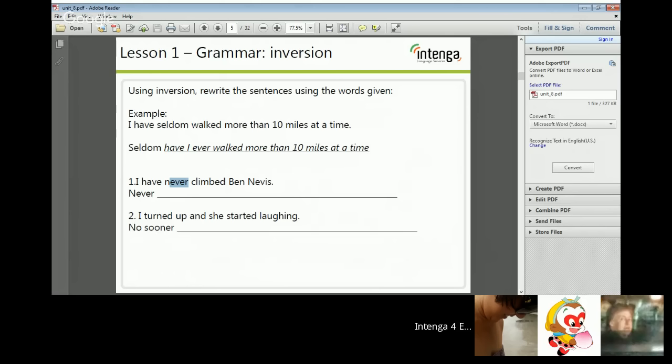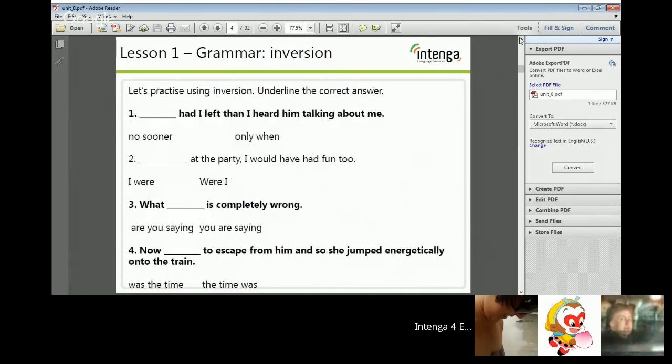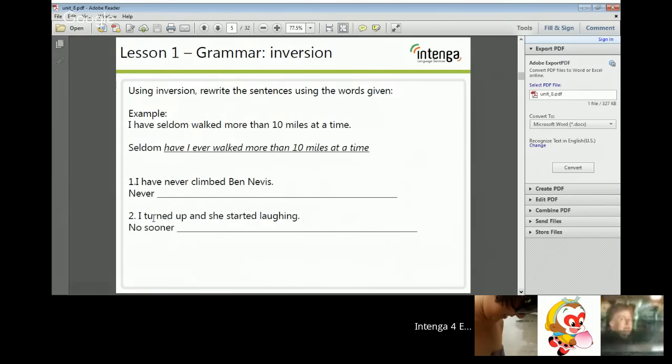No, this is: no sooner had I turned up, she started laughing. So let me show you. So we had no sooner here, had I left. So we have to put this into past perfect. Then here's the other subject that Elle mentioned. So no sooner had I turned up than she started laughing. Okay.